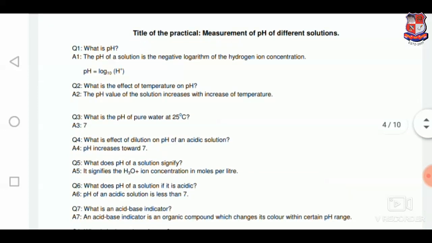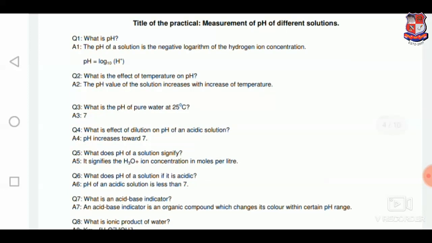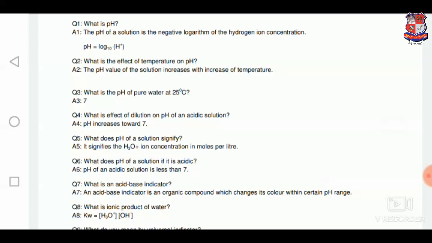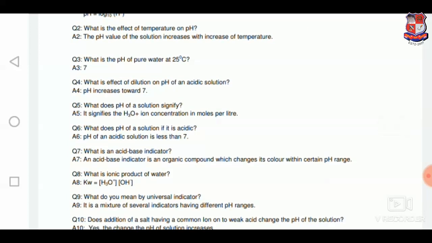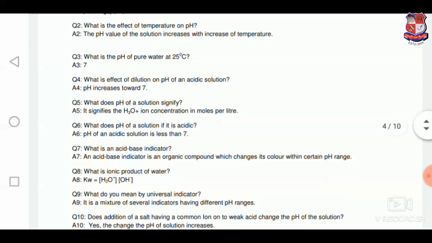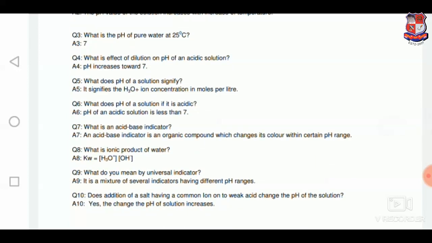Measurement of pH of different solutions. What is pH? The pH of a solution is the negative logarithm of hydrogen ion concentration. So the formula is pH = -log [H+]. What is the effect of temperature on pH? The pH value of a solution increases with increase of temperature. What is the pH of pure water at 25 degrees? The answer is 7.